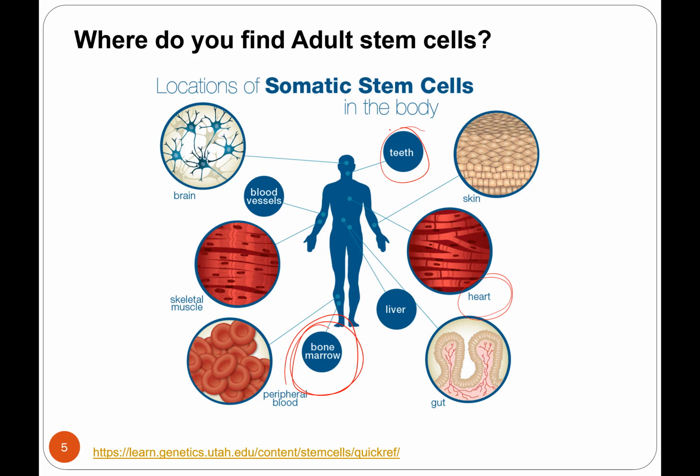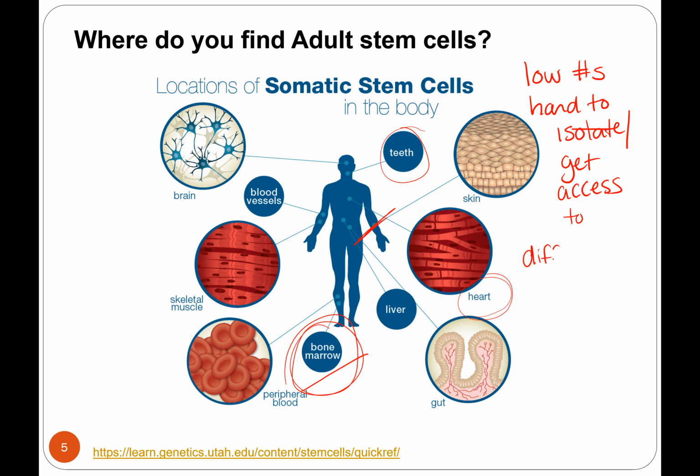The hard thing about adult stem cells is they're very low in number. They're hard to isolate. So they're hard to get access to. Bone marrow is the easiest one because you can just stick a big needle into your femur, into your big leg bone, and suck out some of that bone marrow. Hard to isolate, get access to. They're difficult to grow in culture or in the lab.